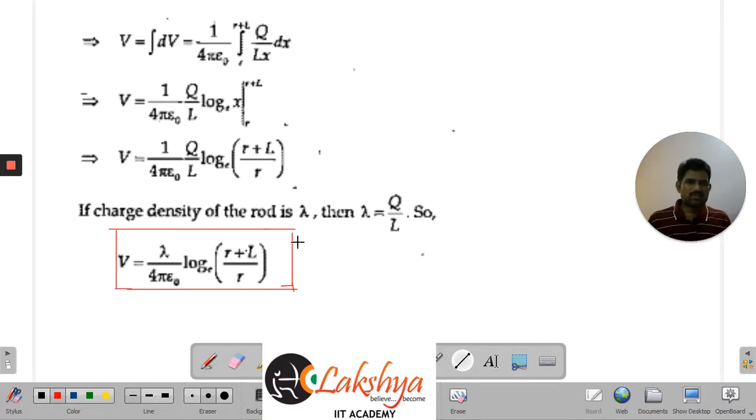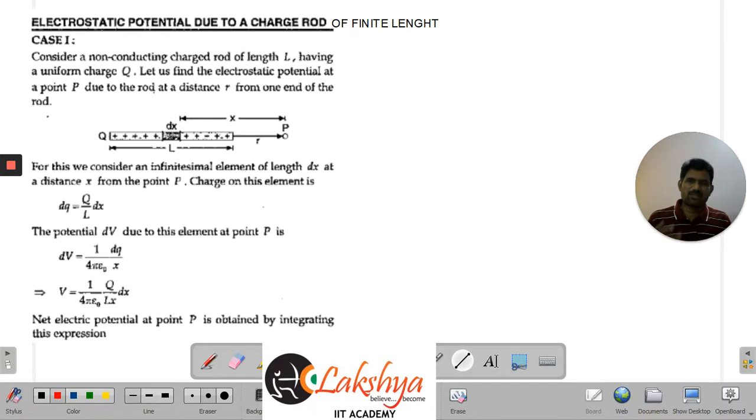This expression was asked directly in the previous Mains question. Next, let us see how to calculate it at a perpendicular distance. I think you can easily understand this. There is no need for repeated explanation here, because we did a lot of similar derivations.